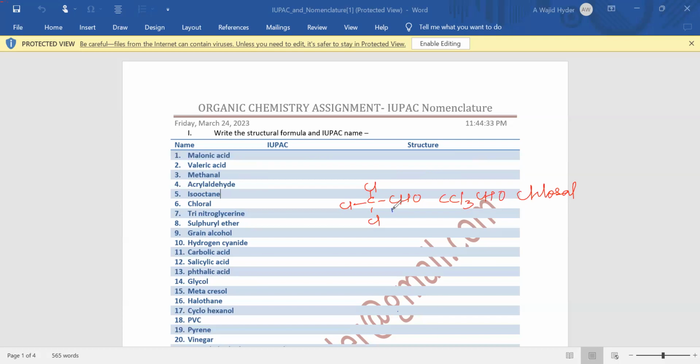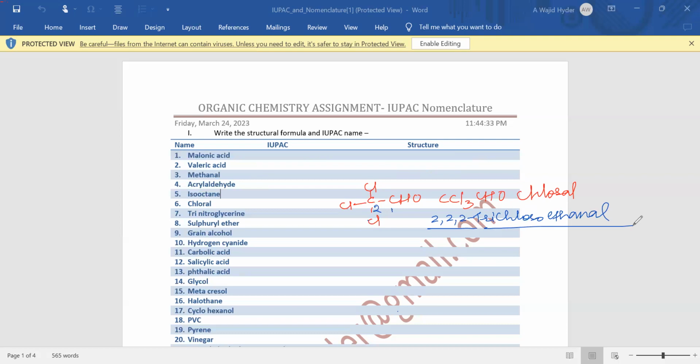So C, 1 and 2. On the second, 3 Cl are there. So 2, 2, 2-trichloroethanal.